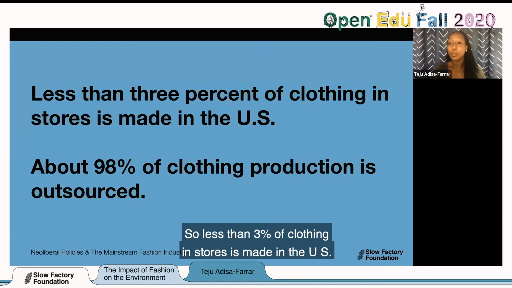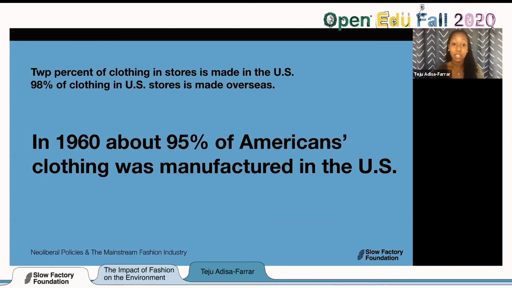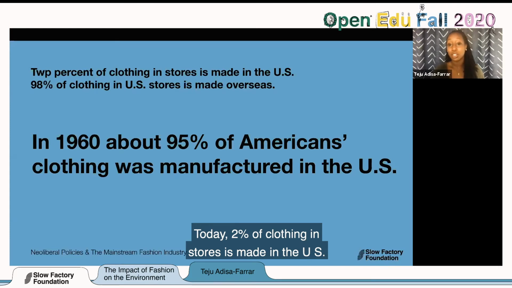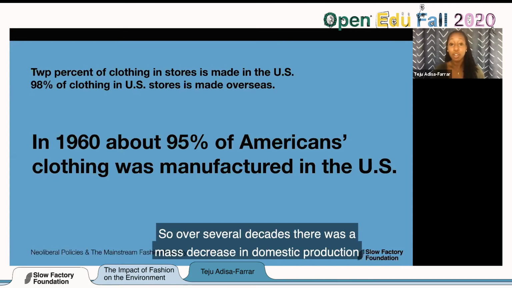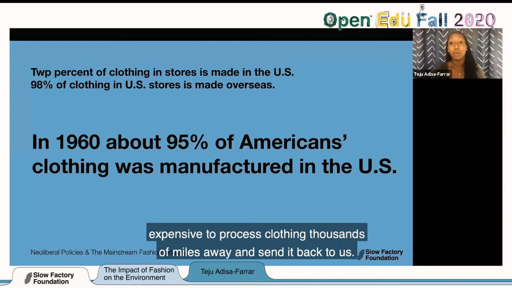So less than 3% of clothing in stores is made in the US. About 98% of clothing production is outsourced. In 1960, about 95% of Americans' clothing was manufactured in the US. Today, 2% of clothing in stores is made in the US. So over several decades, there was a mass decrease in domestic production of clothing due to neoliberal policies that made it possible for it to be less expensive to process clothing thousands of miles away and send it back to us.